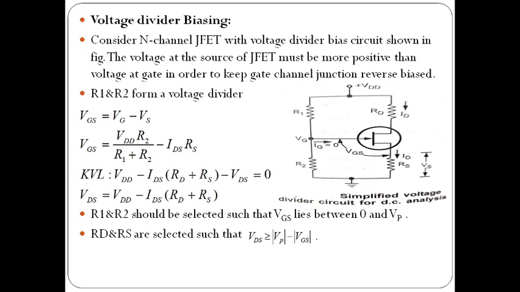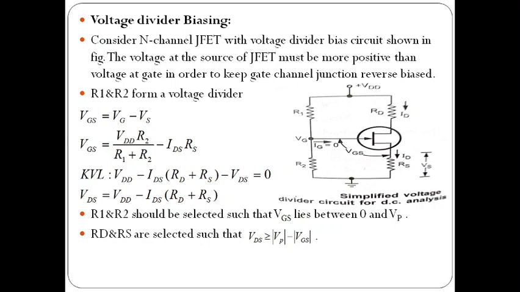Here is the voltage divider biasing circuit. It is similar to our BJT circuit. So consider the n-channel JFET with voltage divider bias circuit shown in the figure. You can observe here.